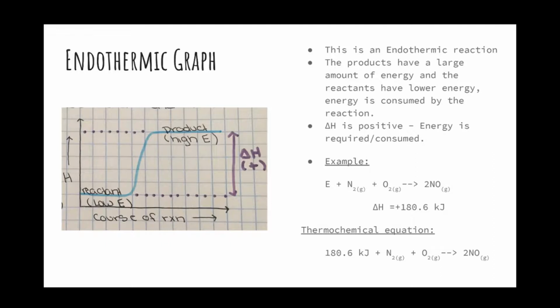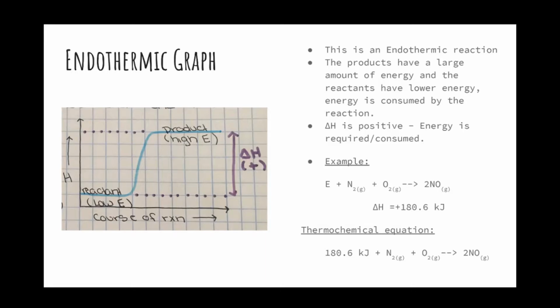An example of this might be that energy, notice in this case my E, which stands for energy, is on the reactant side. Energy plus nitrogen plus oxygen will produce 2 moles of nitrogen monoxide. So notice that energy is on the reactant side because energy is consumed. This reaction could not occur if we did not put some energy into the reaction to start with, because it needs to have higher energy products. Notice that my delta H is positive, so I have my delta H as 180.6 kilojoules. So that is how much energy is required in order to have this reaction occur.